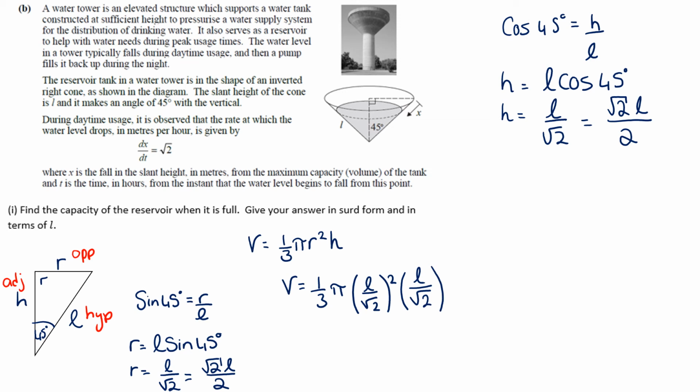Now, my diagram doesn't show it very well, but if the angle is 45 degrees, this would have to be an isosceles triangle. So r and h would have to be the same. So if you figured that out, you wouldn't have had to go back and use cos. You could have just used that one answer, knowing that r is equal to h. So tidying this up, I get pi L cubed over 3 by 2 by root 2, so don't forget your squaring here, which simplifies to pi L cubed over 6 root 2.